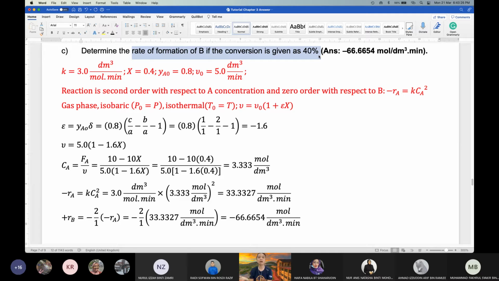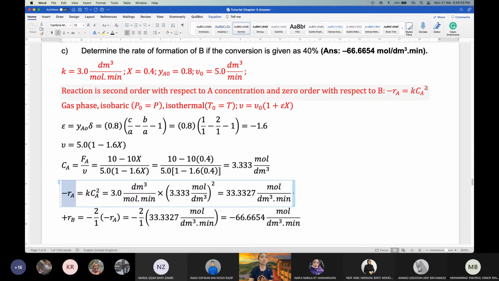The question wants us to find the rate of formation of B. They want us to find positive rB. Remember I said that to find the rate of reaction for other species, you can't find it until you know minus rA. So you find minus rA first, then you think about positive rB. So let us first find minus rA. To find minus rA, we need to know its rate law. We have learned that we need to find the rate law.